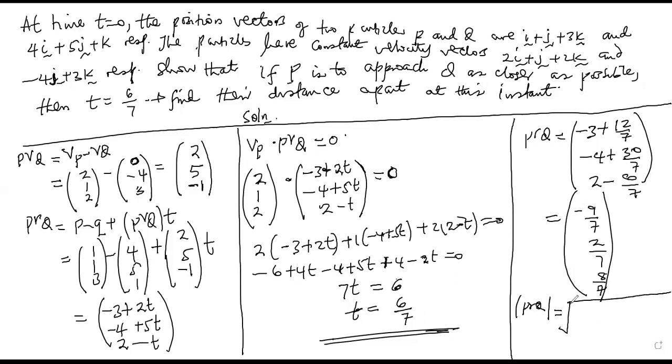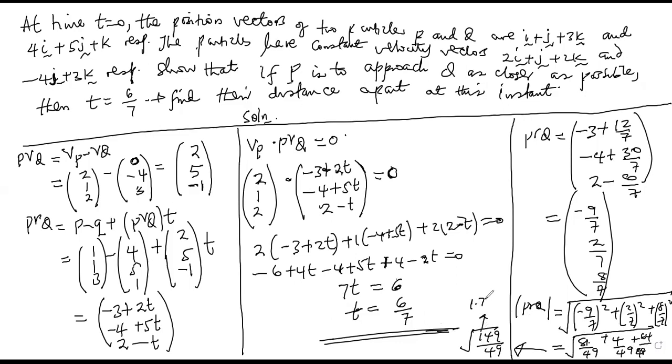When you take the magnitude, you'll be squaring each component under the root. So negative 9 over 7 squared plus 2 over 7 squared plus 8 over 7 squared. So this one will give you 81 over 49 plus 4 over 49 plus 64 over 49 under the square root. And this one here will give you square root of 149 out of 49. And the answer would be 1.744 units of distance. As simple as that. That is how life can be easy.